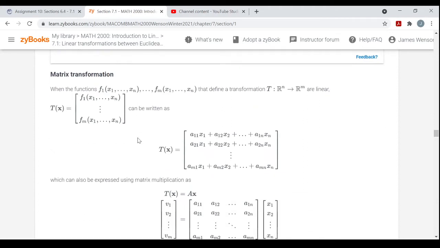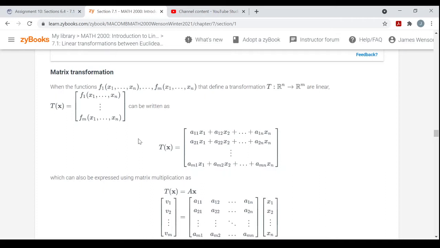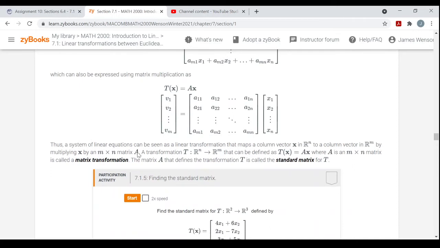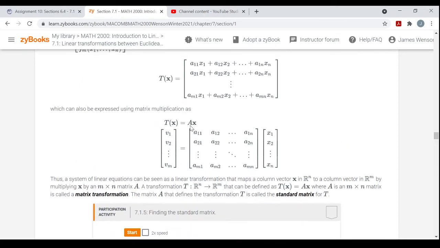All right. Now, if you have a linear transformation, then you can write the transformation as what's called a matrix transformation. All right, and a matrix transformation looks like this, where T of x is some matrix A times that same input vector x, right? So the output is just the input vector times a matrix. And that matrix is going to be called the standard matrix for the transformation.